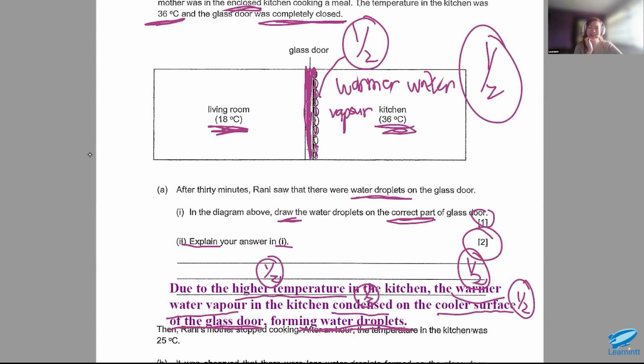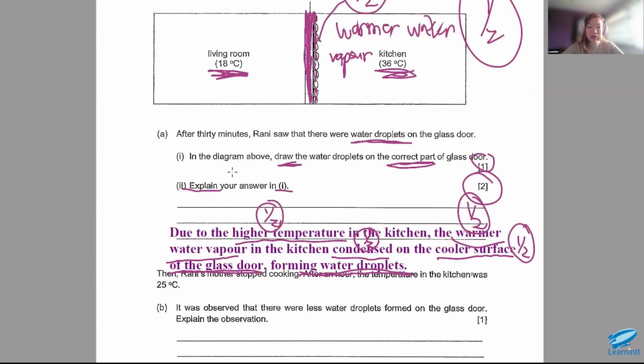Done. It's a long thing, right? But once you figure it out, it's easy. That's why it's A part 1 and A part 2. They are related. Next question.